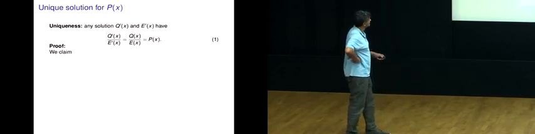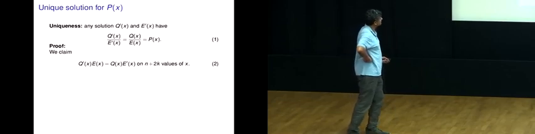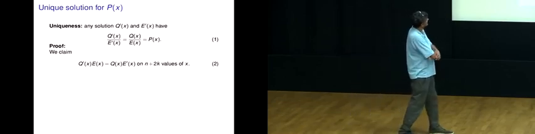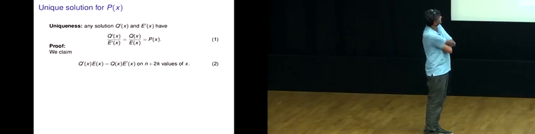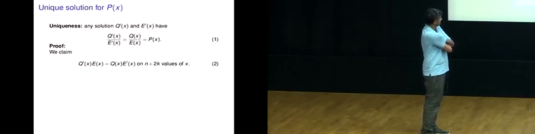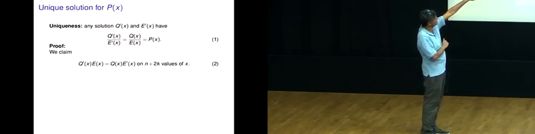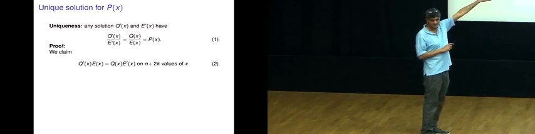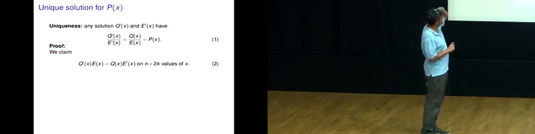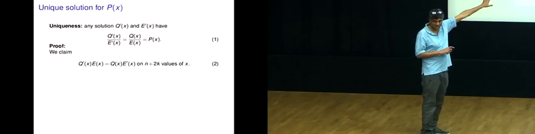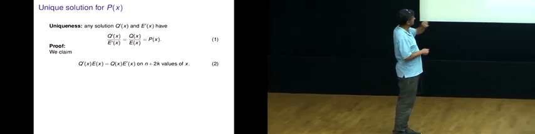Okay. So here's the proof. We claim this: q prime of x times e of x. If you get rid of the p of x, I'm cross-multiplying. That's where it comes from. But let's just assume this is true. I'm not going to prove it. Yet. Okay?